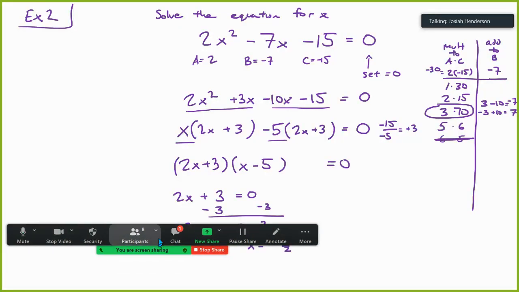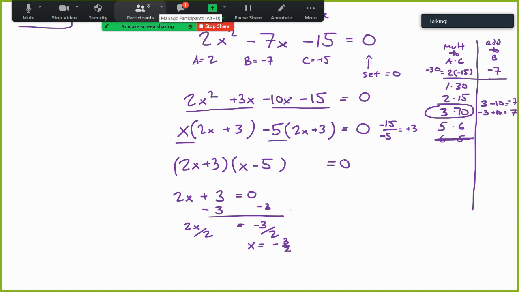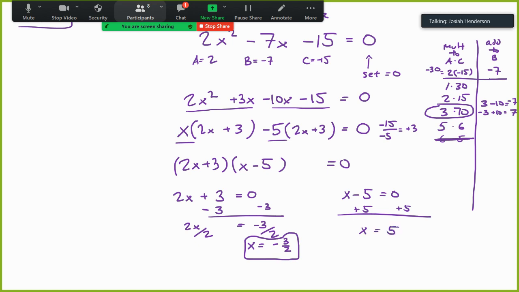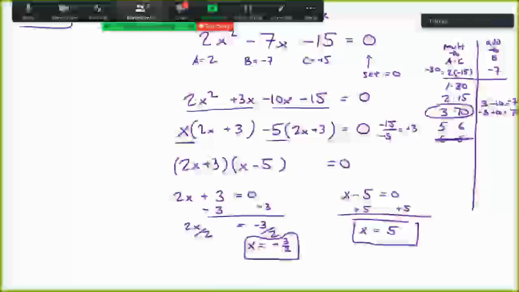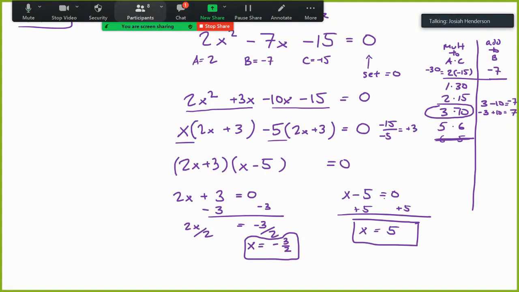Oops, we get a fraction. But that's legitimate. It's still a number. It lives on the number line on the graph. That must be where our picture here is crossing the x-axis. Now for the second parenthesis, so to the right, x minus 5 is equal to 0. x is positive 5. And there's our second 0, or our second solution.